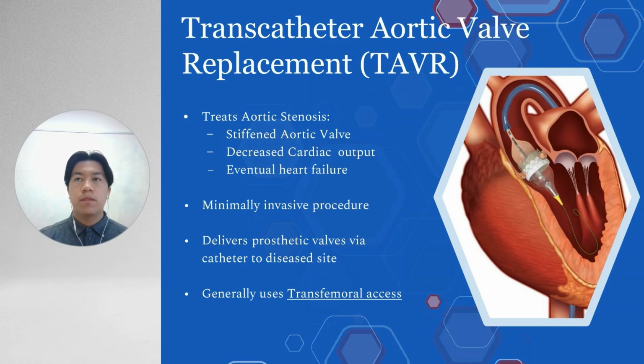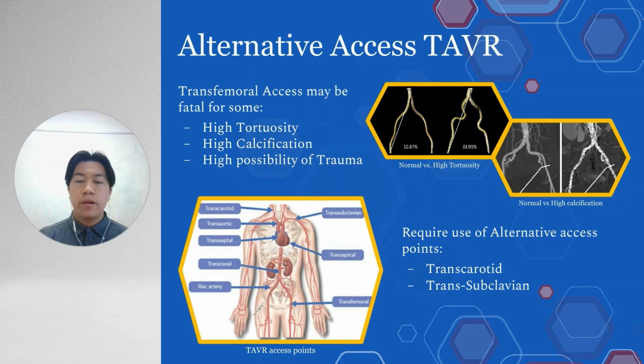TAVR is generally performed via transfemoral access, in which the system enters a small incision through the femoral artery. However, in 10% of cases, transfemoral access for patients may be fatal. This is due to high tortuosity, which means drastic bends and angles, or high levels of calcium buildup. Both of these increase the possibility of trauma during the procedure. In this case, physicians may use what is known as alternative access, in which alternative access points are used instead of transfemoral access. The most common are transcarotid or transsubclavian access.